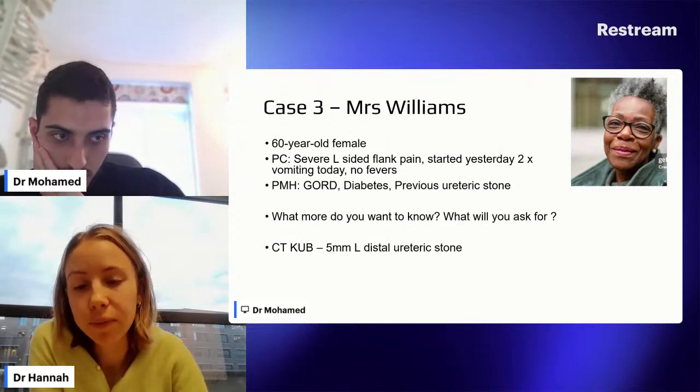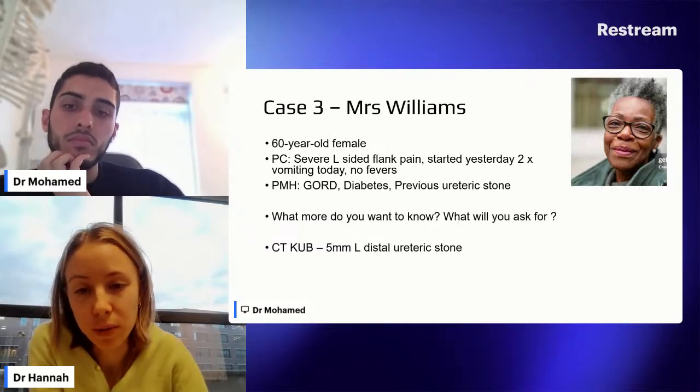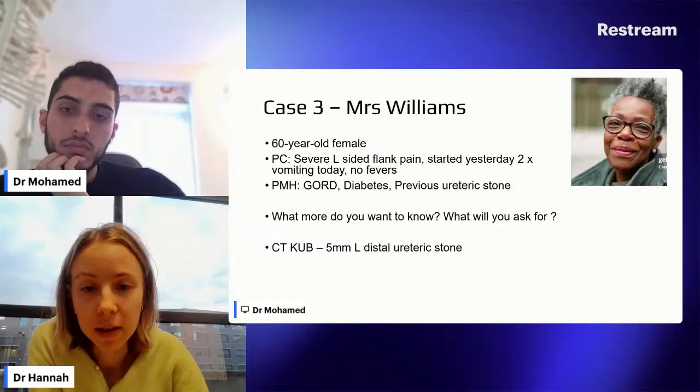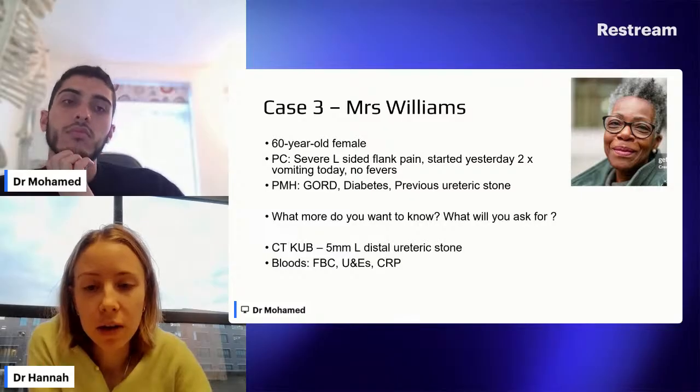But obviously you're going to get a CT-KUB. And in this case, it shows that Mrs. Williams does have a 5mm distal ureteric stone. So distal meaning rather than being sat up in the renal pelvis, it's a little bit closer to the vesicoureteric junction.